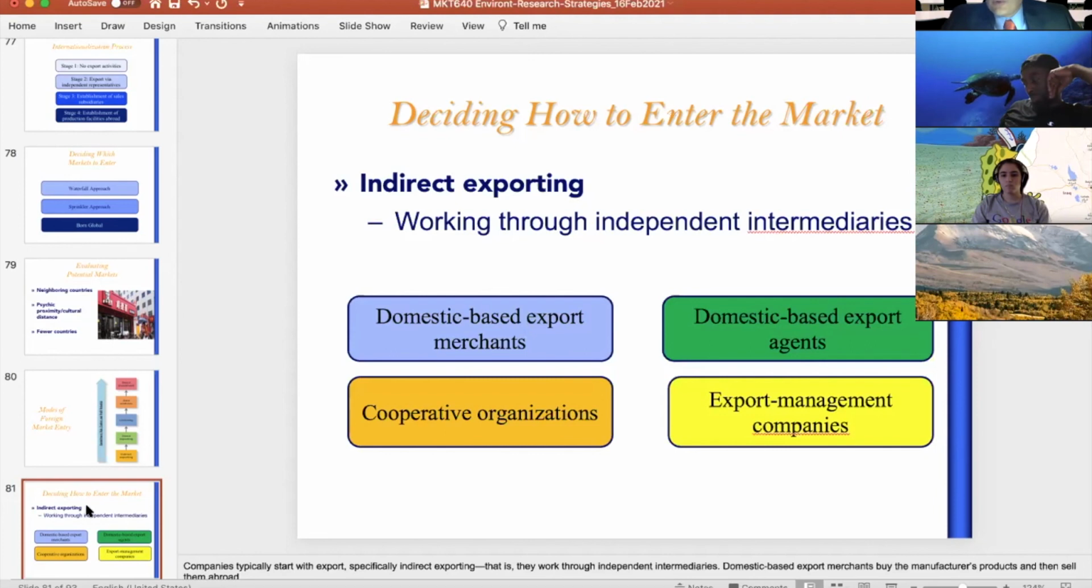Then there's some cooperative organization. So it's some organization that will represent your product. They will make a commission, but you also have to pay them, or you have to pay a fee in order to be part of this cooperation. There are also some export management companies. So there are companies overseas, and what they do is they are sort of a platform in that company to represent you. And all of these have pros and cons.